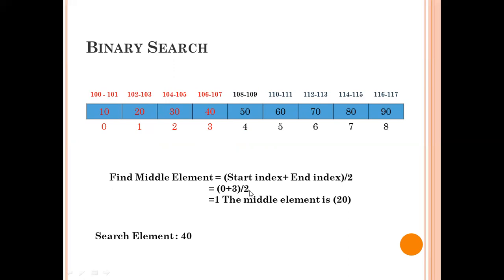So it is 1.5, we always take the integer value. So middle element is considered as 1. In the event of a decimal, it is always considered as the previous one. So index 1 we are going to search for, and the element that we are going to search is 40, and in the index value it is 20.